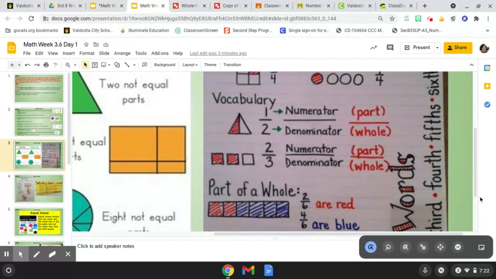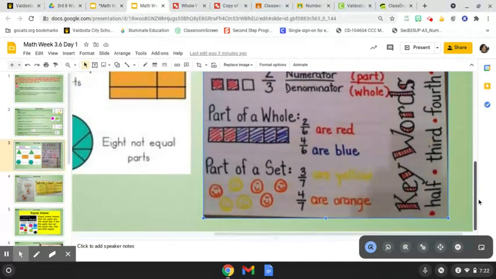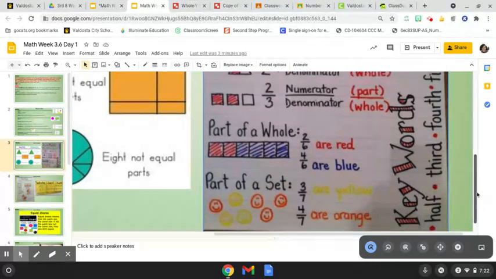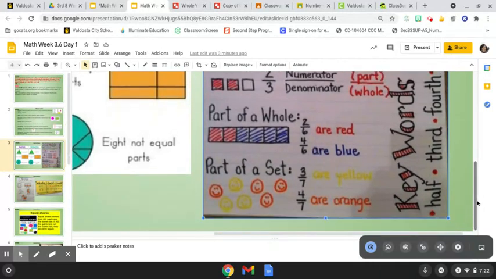Part of a whole, you've got 2 of 6 are red. 2 is the part, 6 is the whole. Here you got 4, which is the part, 6 is the whole. 4/6, which is blue. Here you got 3 out of the 7 are yellow, 3/7 yellow, 4/7 are orange.